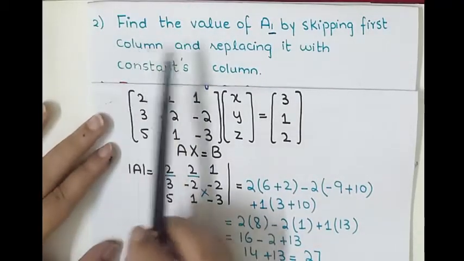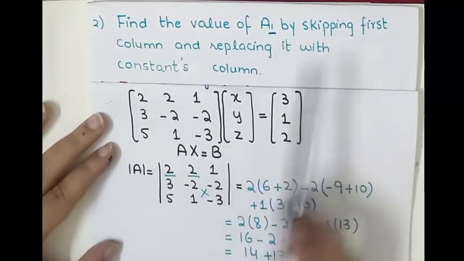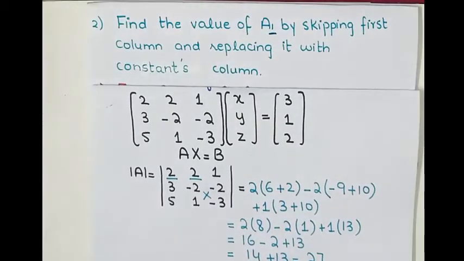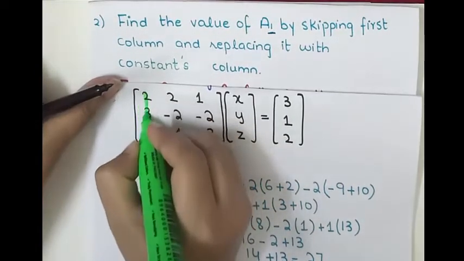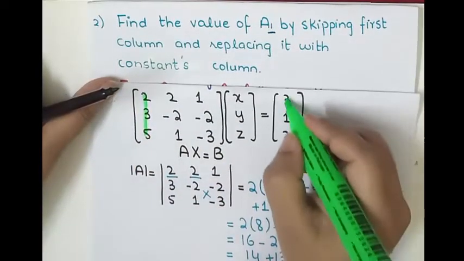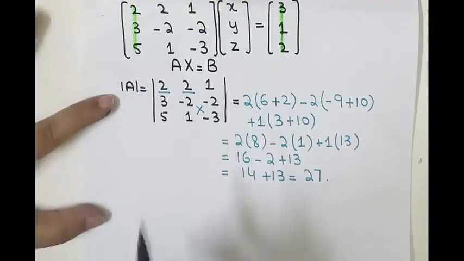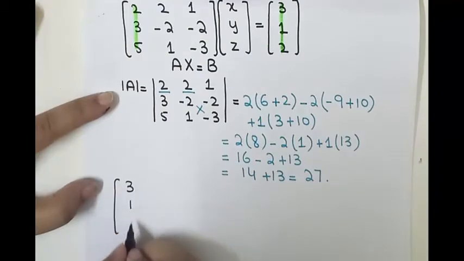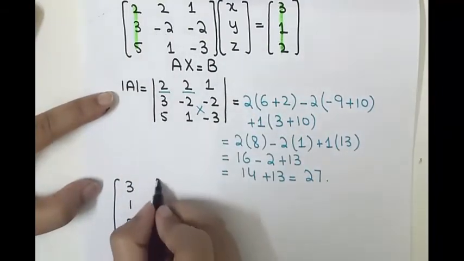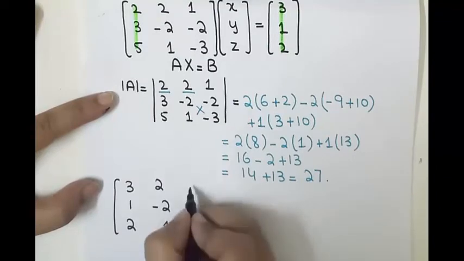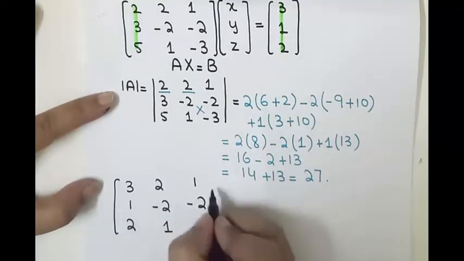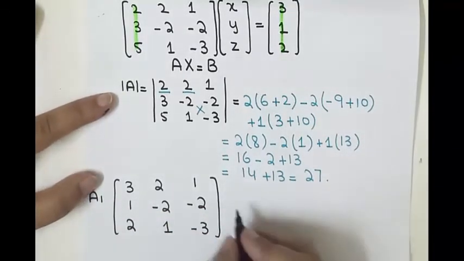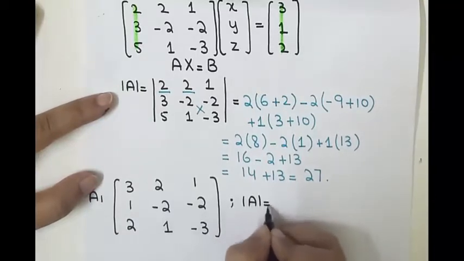According to rule number 2, we will find the value of A1 by skipping the first column and replacing it with the constants column. It means now we will skip this first column and replace it with the constant column. So how will we write it? Instead of this first column, we will write the constant column 3, 1, 2. The rest of the columns will be written as they are, 2, minus 2 and minus 3. This is A1. Now we have to find the determinant of A1.